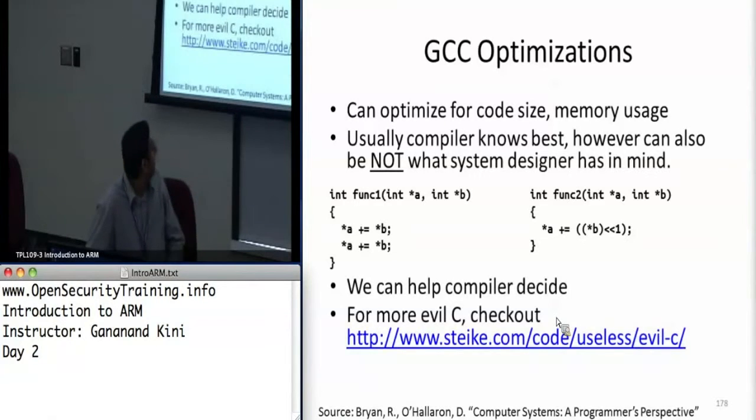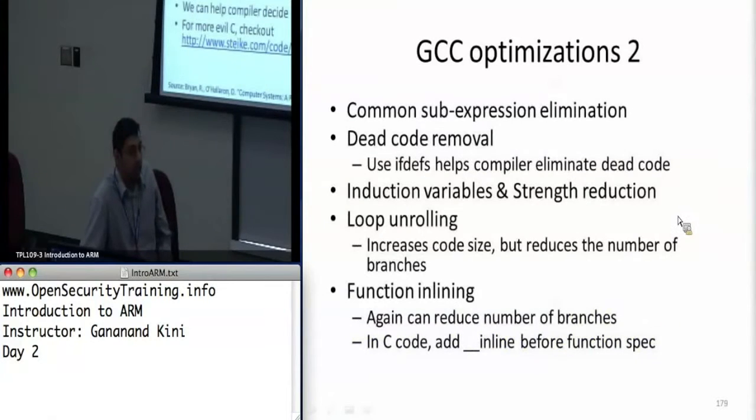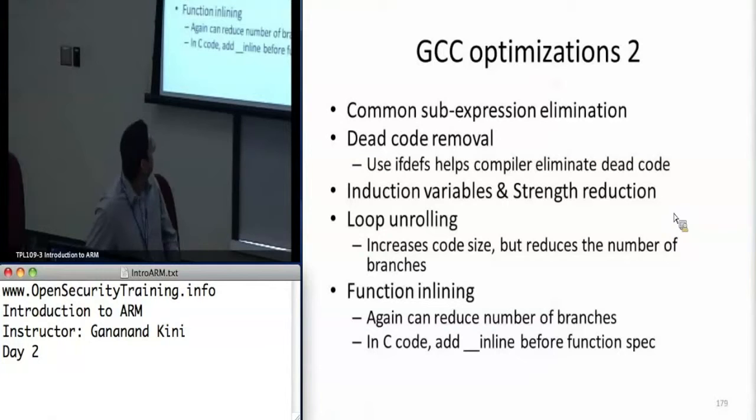If you're interested in more evil C, check out this link on the training. Some of the optimizations that GCC does for you are things like dead code removal. It's essentially code that never gets run in any of the control flows, code that never reaches that piece of code. GCC is pretty good about removing such code. One way to help the compiler decide that is to use things like ifdefs.